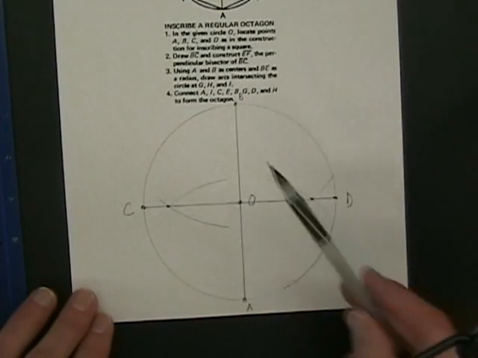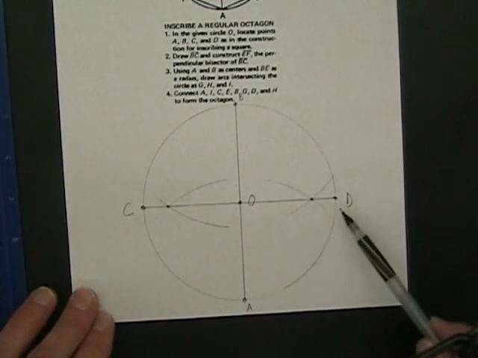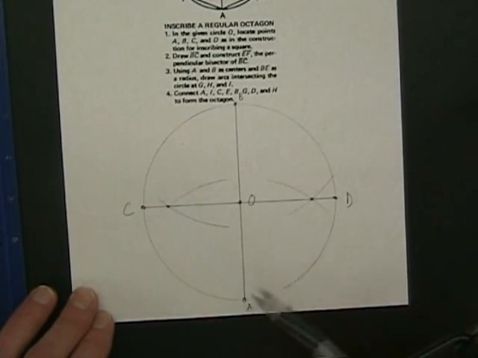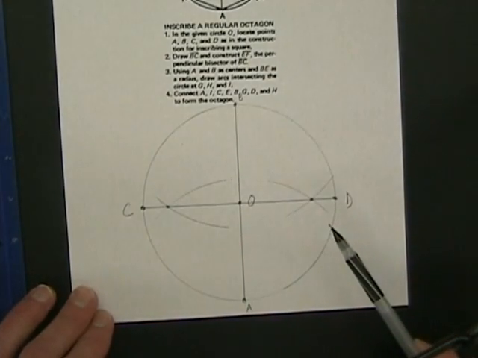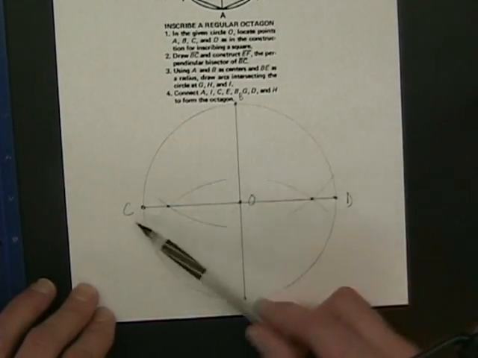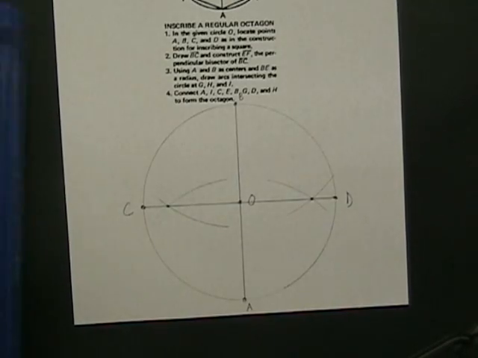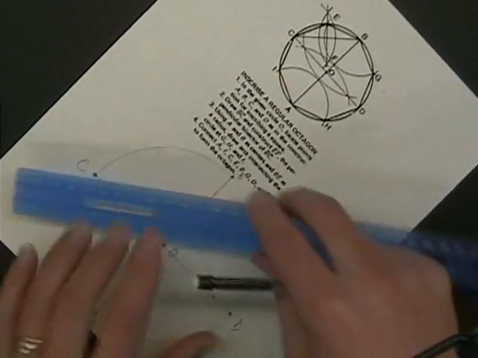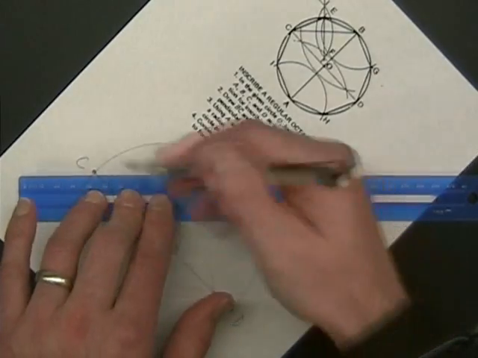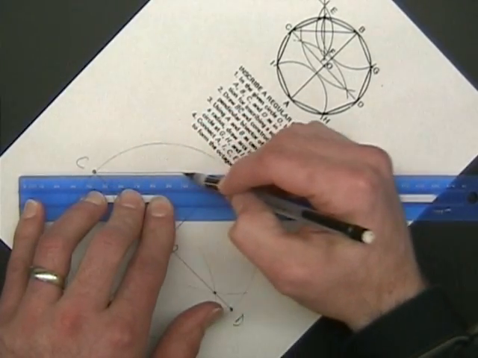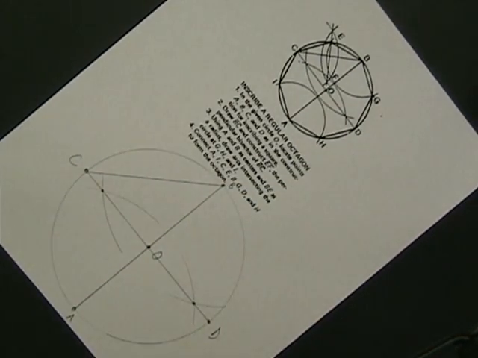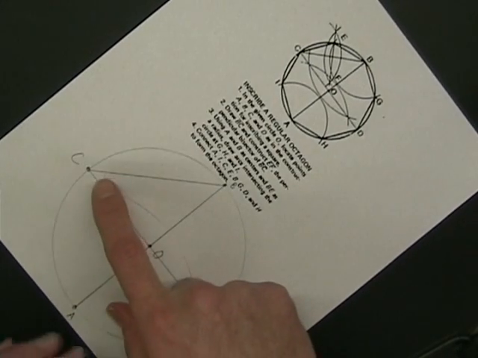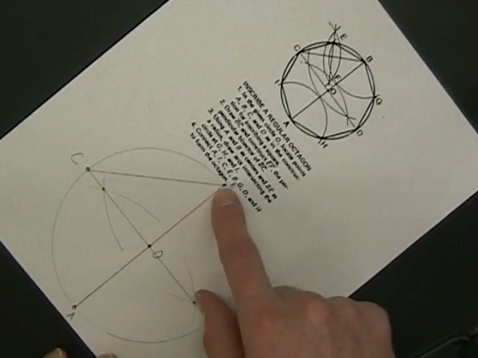Now if I connected B to C and C to A and A to D and D to B, I would have a square. But in order to make this an octagon, I'm going to have to bisect one of the sides of my square. So I'm going to connect C to B. And then I'm going to do the perpendicular bisector of segment CB.